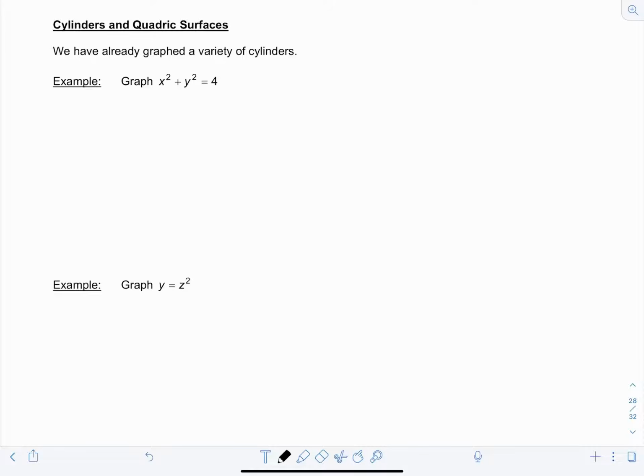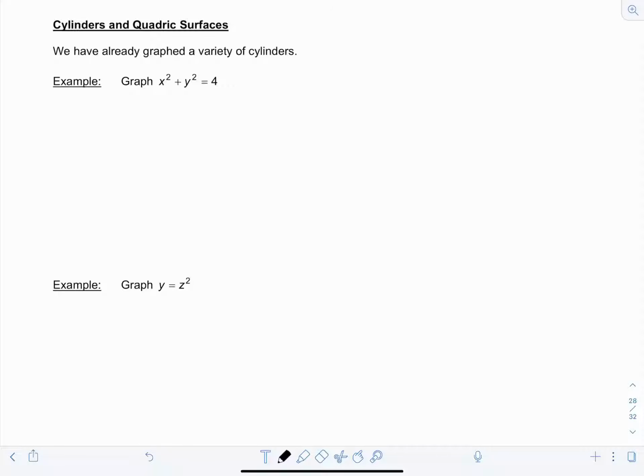Welcome to Calculus 3 video lecture number 6 on cylinders and quadric surfaces. So in this video, we're going to go over how to graph cylinders and primarily quadric surfaces. And just to reiterate, when we talk about cylinders in space, a cylinder is a surface that consists of all of the lines, which are called rulings, that are parallel to a given line and pass through a given plane curve. What does that mean?